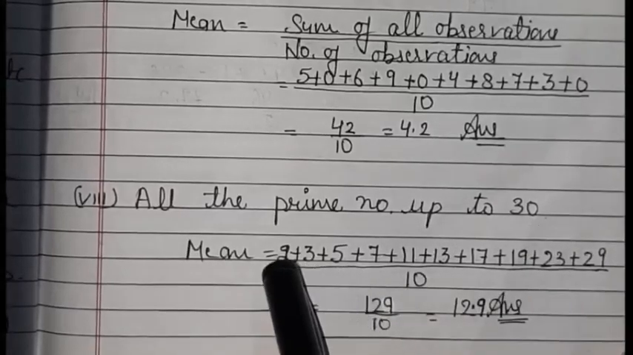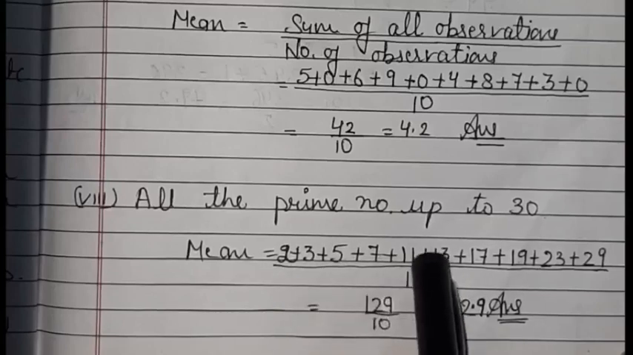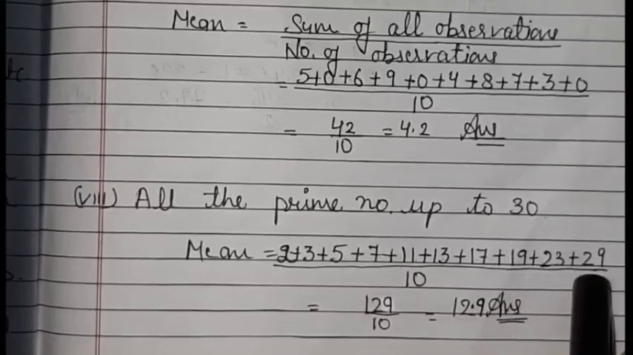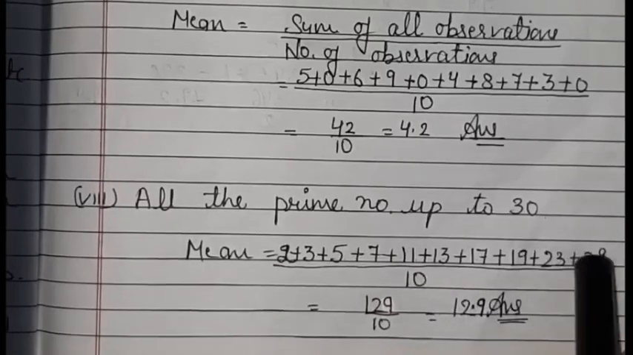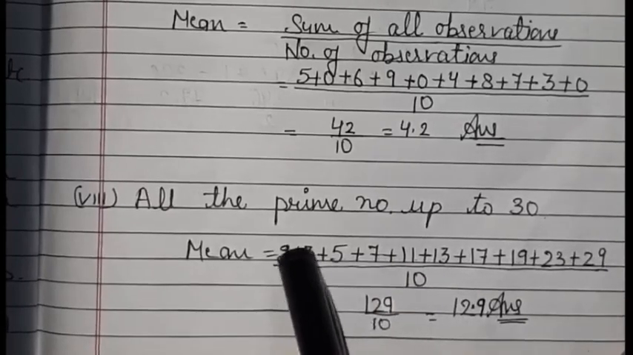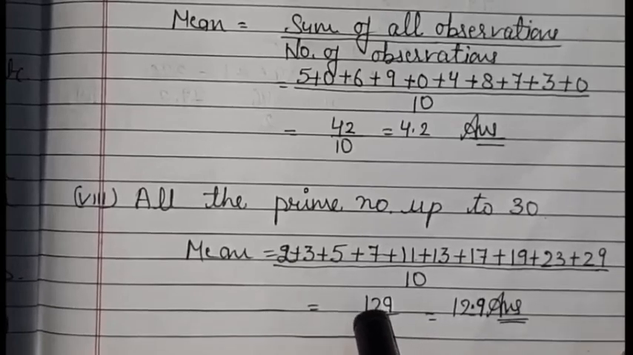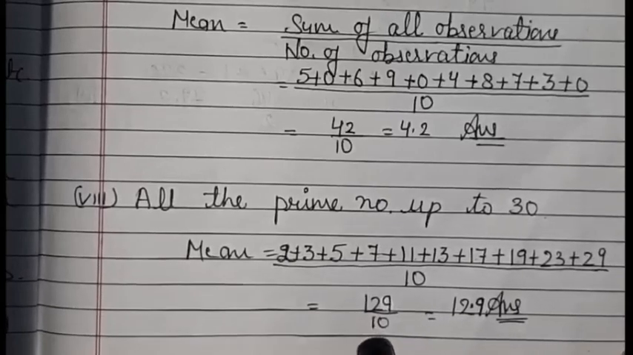So just count all the prime numbers. How many prime numbers are here? 1, 2, 3, 4, 5, 6, 7, 8, 9, 10. There are 10 prime numbers, so divided by 10. When we add all these prime numbers, it will come 129. 129 divided by 10 is equal to 12.9. That is the answer.